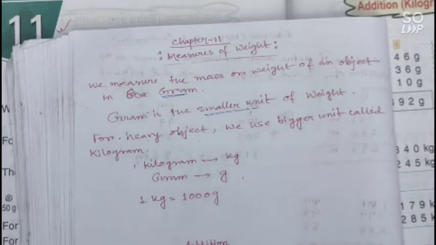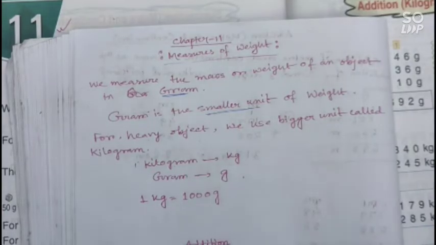Okay, so when we measure a lighter object, obviously the weight of the object, then we will use the gram unit. And when we measure the weight of a heavy object, then we will use the kilogram unit.